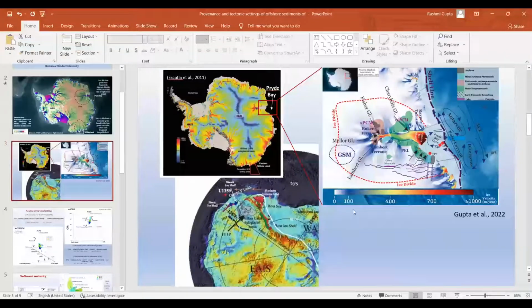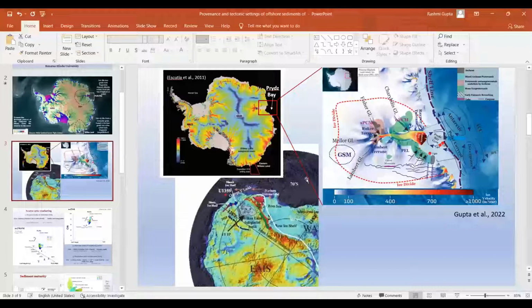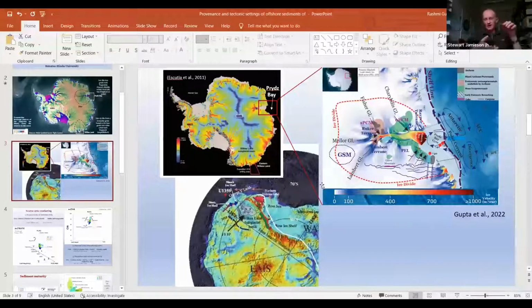Okay, and so you don't see big changes in provenance through time in these records? Sorry, sir? Do you see any change in provenance from the bottom of the cores to the top of the cores?